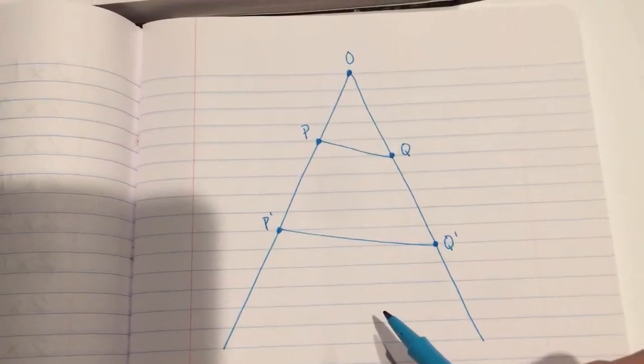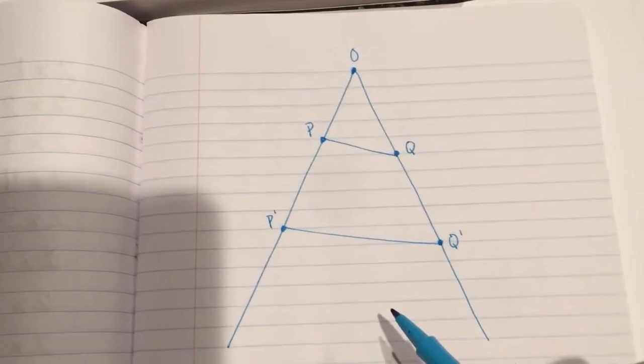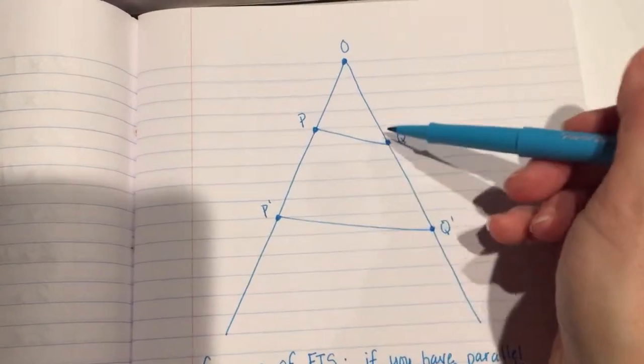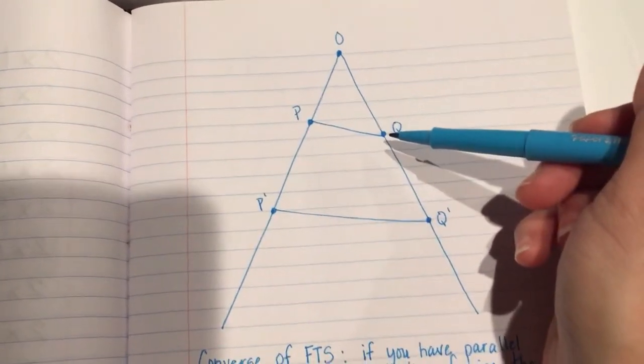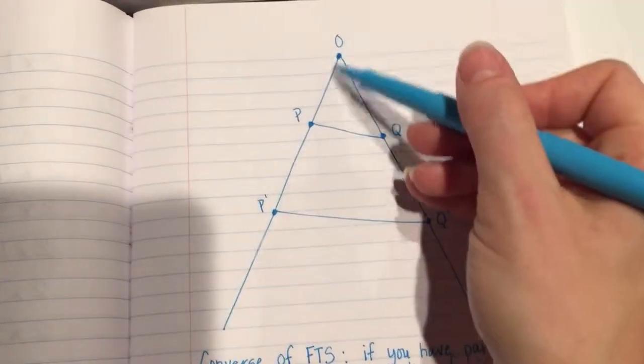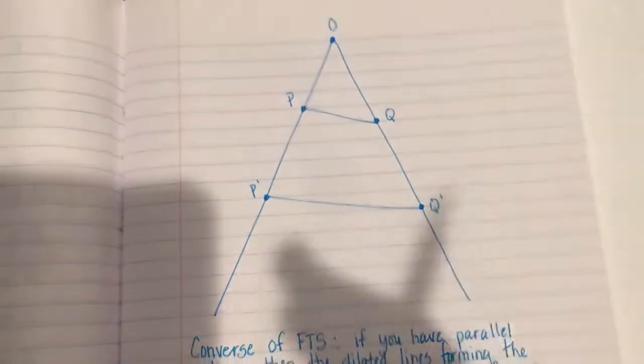We're going to work with the converse of the fundamental theorem of similarity, or FTS, which states, if it goes backwards, if you have parallel lines, then you have transversals made up of dilated points that share that same scale factor.